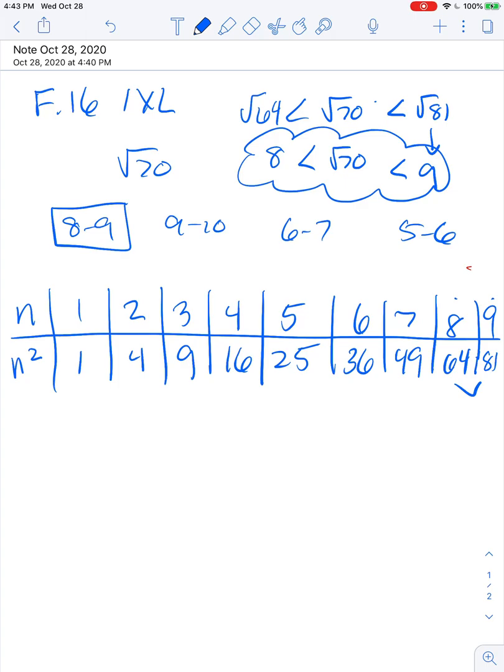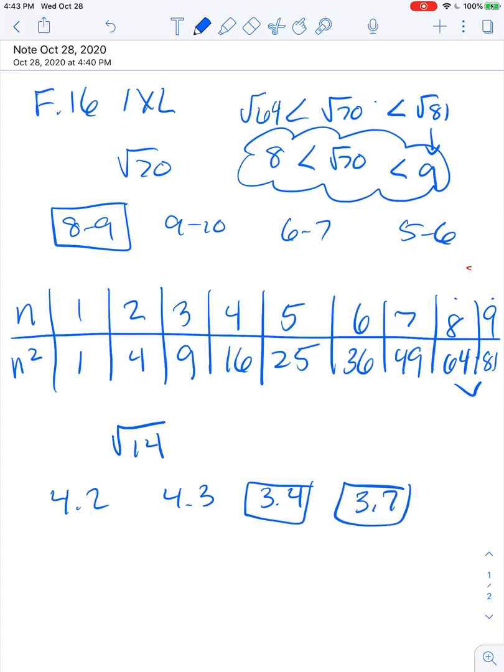Okay, so now it's giving me the square root of 14, and it's saying what number is closest to root 14: 4.2, 4.3, 3.4, or 3.7. Now the idea is that we're trying not to do these with a calculator, so we have to kind of think a little bit harder.